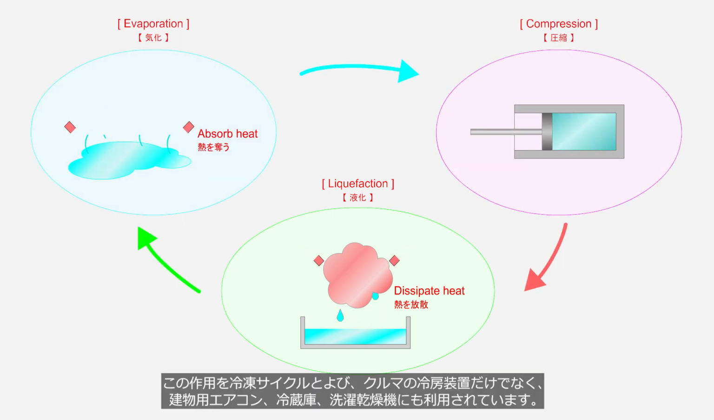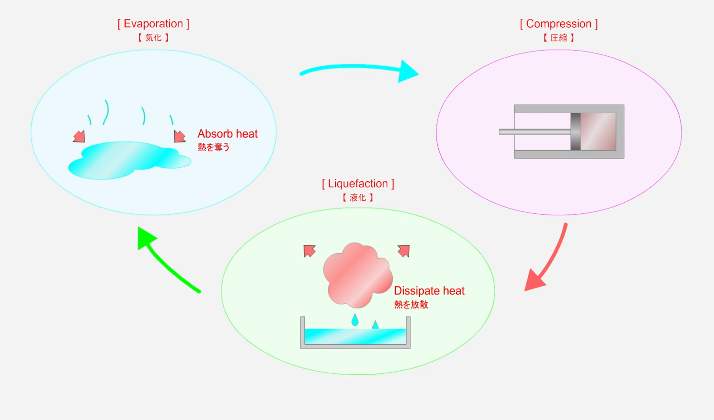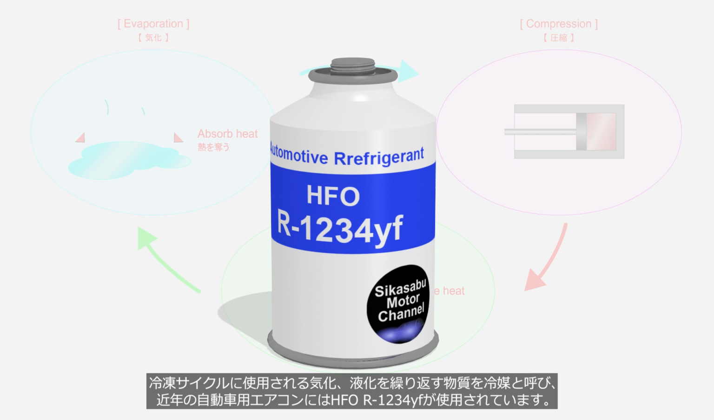This process is called the refrigeration cycle, and it is utilized not only in car air conditioning systems but also in air conditioners for buildings, refrigerators, and the drying function of washing machines. The substance that undergoes repeated vaporization and liquefaction in the refrigeration cycle is called a refrigerant, and in recent years, HFO R1234 is used in automotive air conditioning systems.